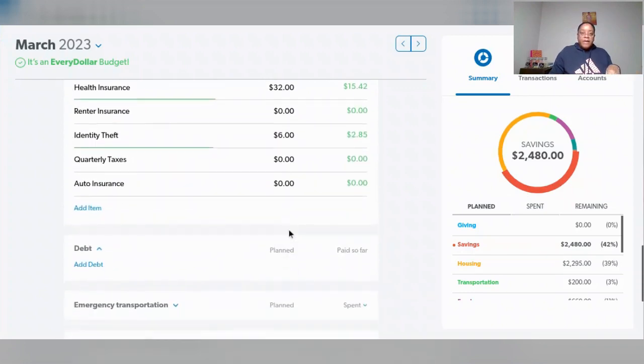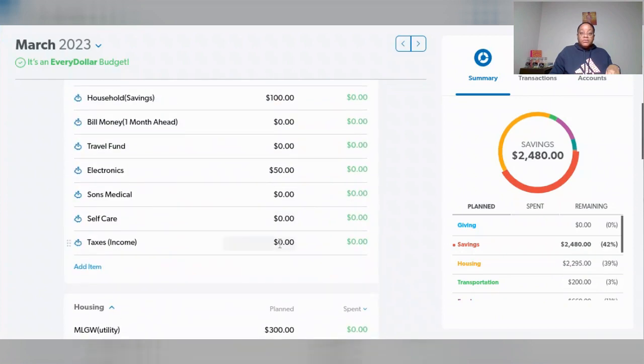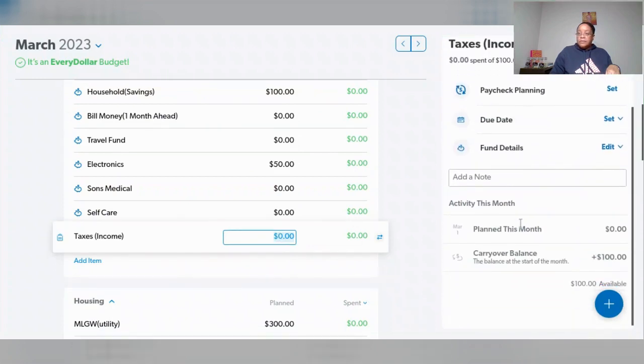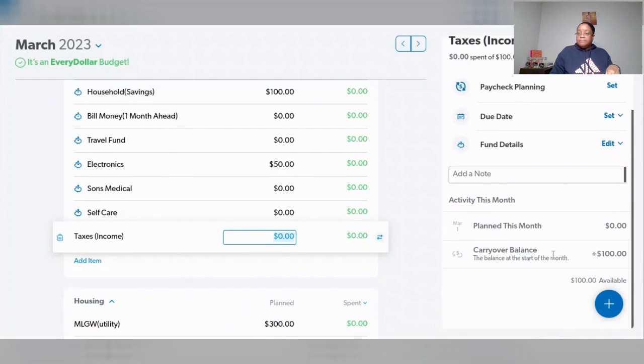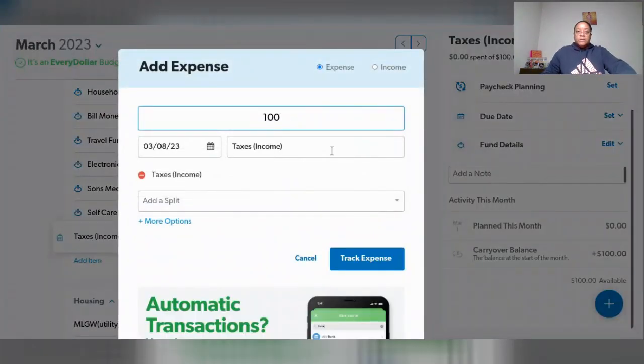Remember, this month I'm actually adding money to my taxes. And so that means I need to reduce. Let's make sure I don't have anything here. And see how it has that carryover balance. And that's from me messing with that. So what I'm going to do is an adjustment here. That way it jogs my memory why I put that in there.